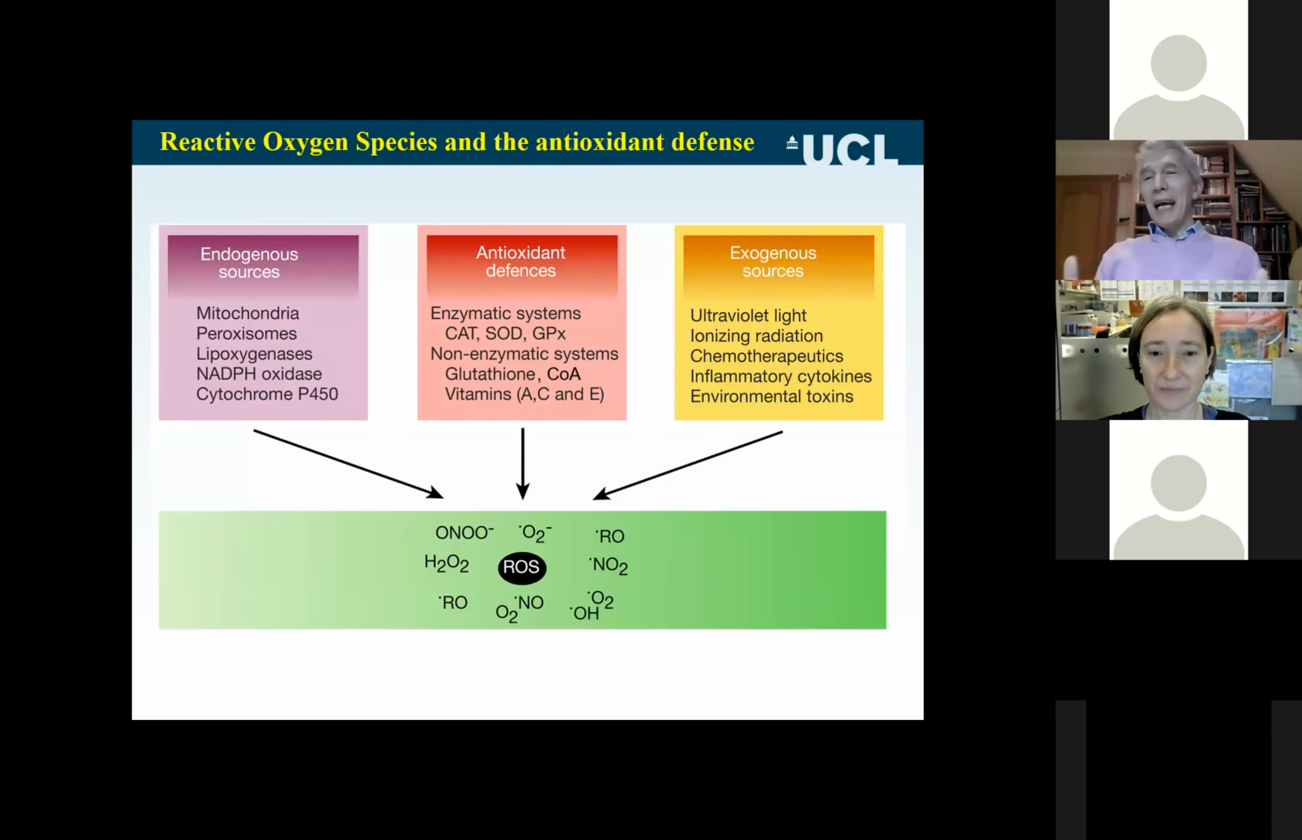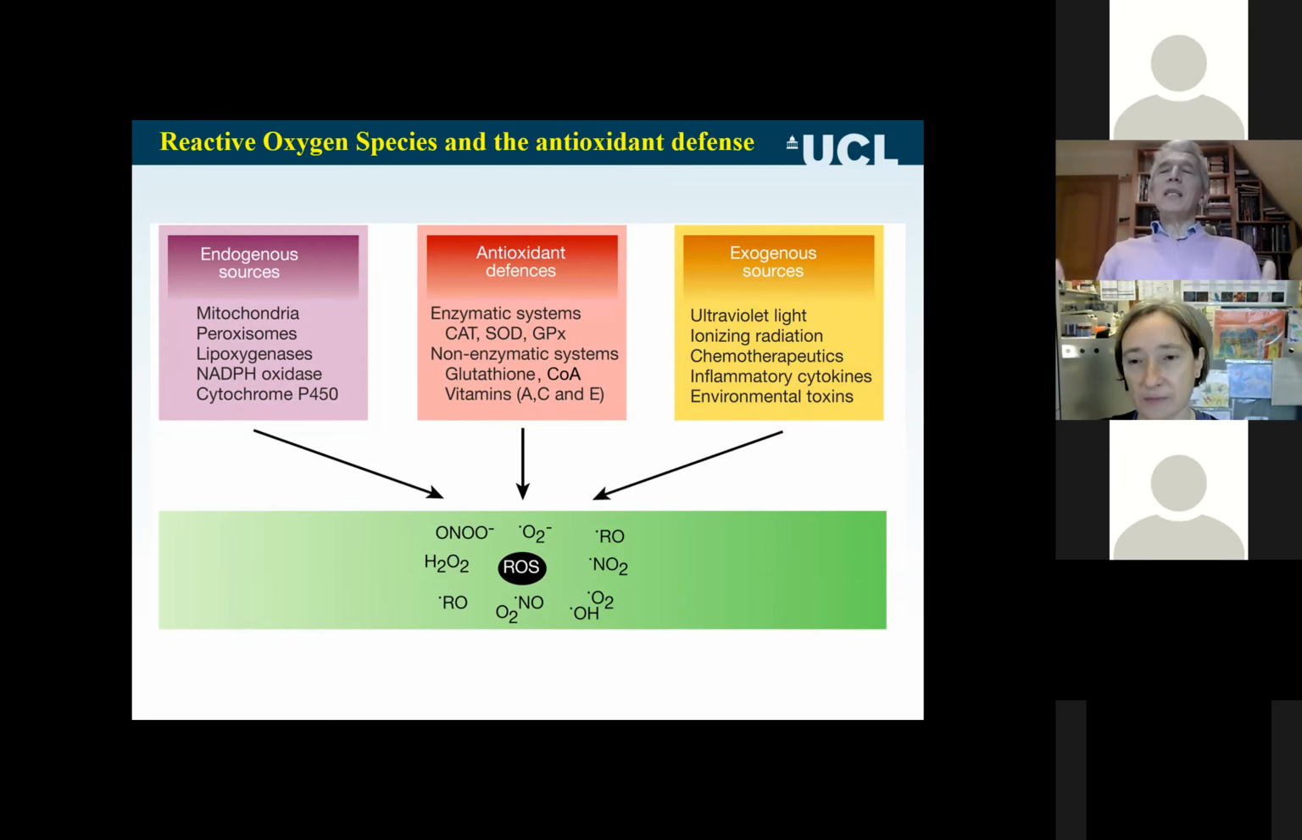It is well known that reactive oxygen species are constantly produced in mammalian cells, and they include superoxide, hydrogen peroxide, hydroxyl radical, nitric oxide, and others. They are mainly produced in mitochondria, peroxisomes, and by several enzymes, including lipoxygenase, NADPH oxidases, and cytochrome P450. It is also known that numerous exogenous factors can induce the production of reactive oxygen species in mammalian cells, including UV, ionizing radiation, chemodrugs, pro-inflammatory cytokines, and various environmental toxins.